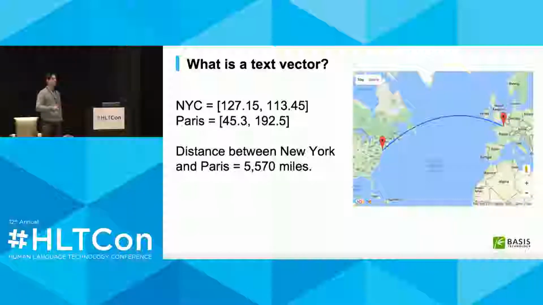And if we know latitude and longitude for two different places, say for instance, New York City and Paris, we can calculate the distance computationally. There are several different mathematical formulas we can use to figure out that that distance is 5,570 miles. Or if you've ever flown coach, between those two points, another answer might be way too far.